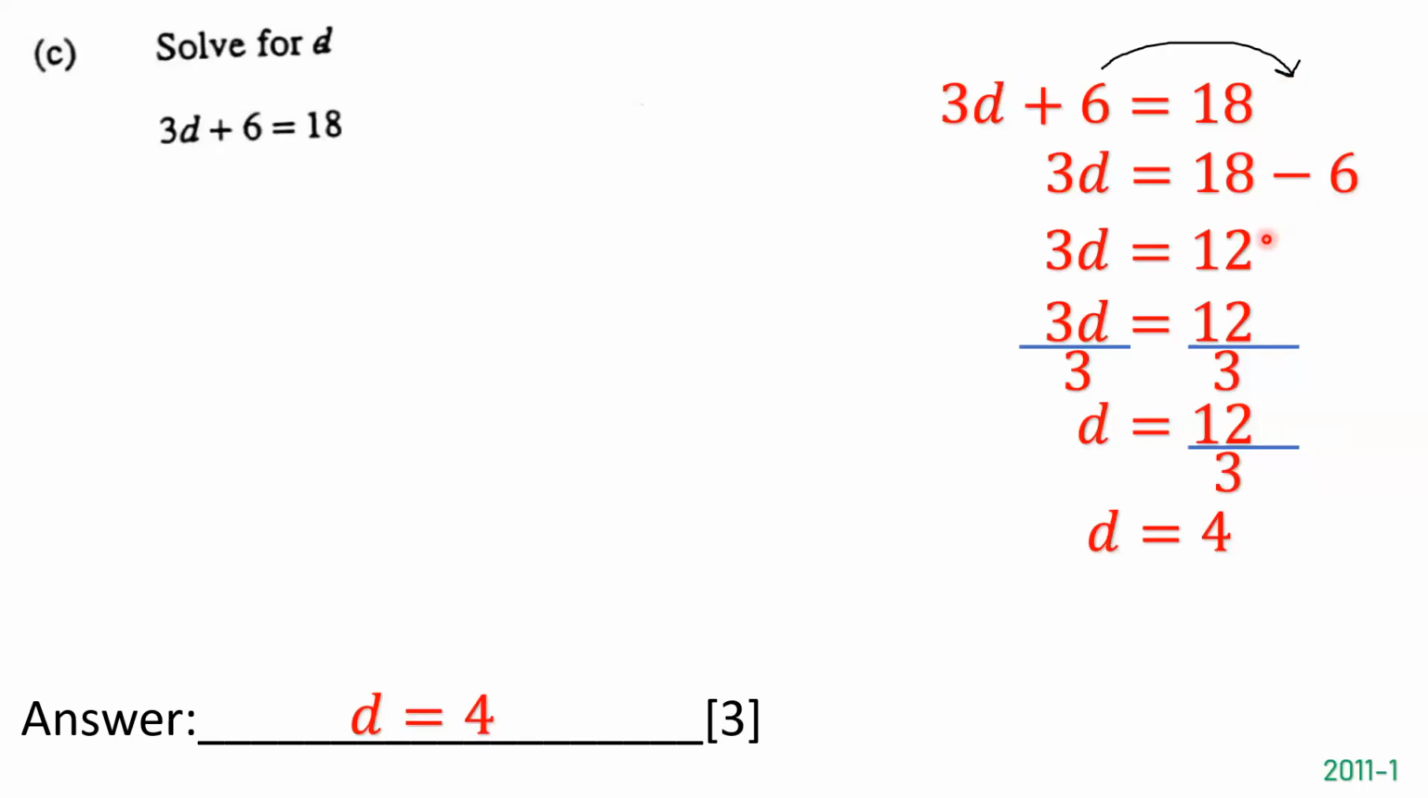What is 18 minus 6? Well, 18 minus 6 is definitely 12. Again, if you perform that calculation, 18 minus 6 is definitely 12. And so we have 3d equals 12.